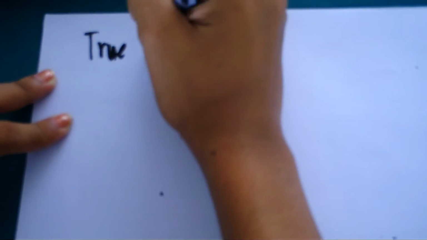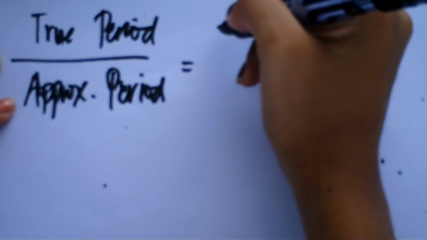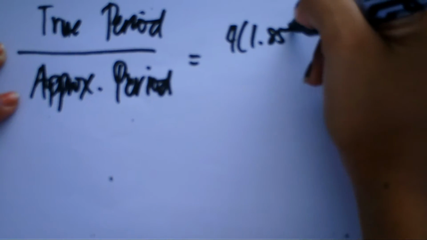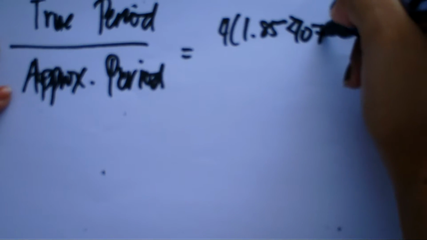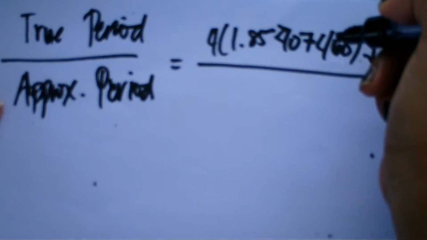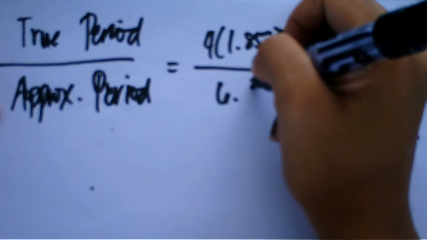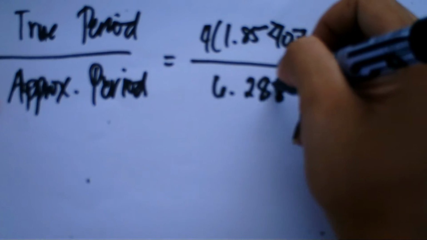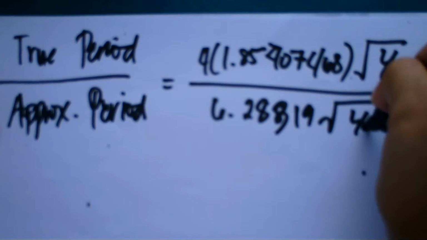So now, solving further, since we have to compare both, we will have a ratio of our true period divided by our approximate period. Hence, we're going to divide 4 times 1.855407468 square root of L over g by the approximate period, which is then equal to 2 pi, or just 6.28319 square root of L over g.